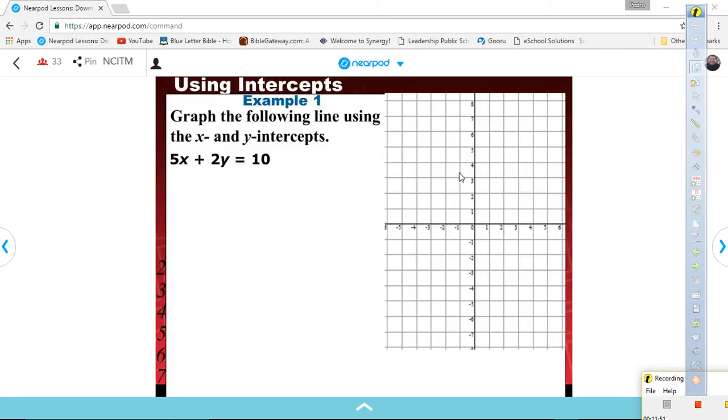It says example 1. Graph the following line using the x and y intercepts. Copy the equation 5x plus 2y equals 10. I'm going to go over that. Matthew, go. I was going to ask if we had a copy. Yeah, only copy the stuff in black text. I started erasing instructions. All right, here we go.